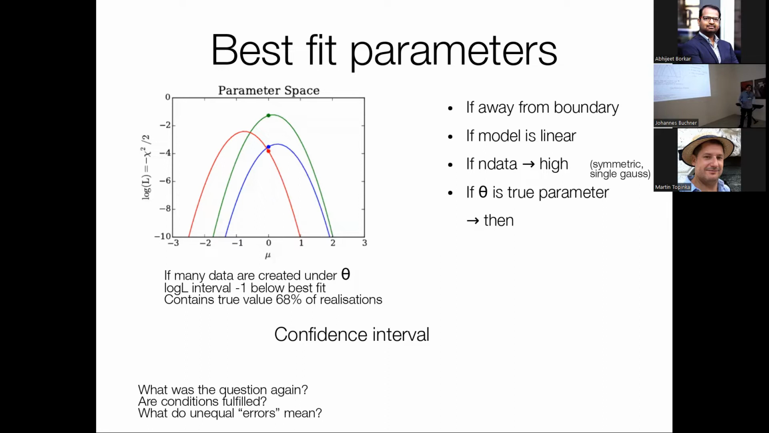So what was the question again? What we wanted to do? Actually, we wanted to know what's the true parameter. But we assumed the best fit is the true parameter and made something with it.